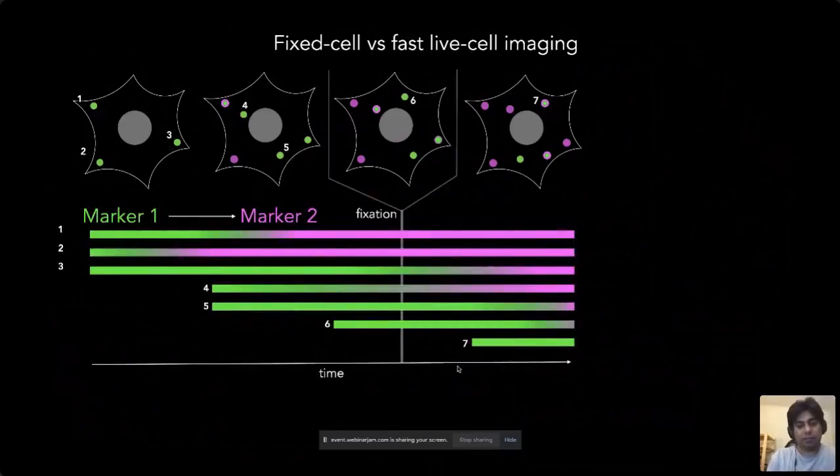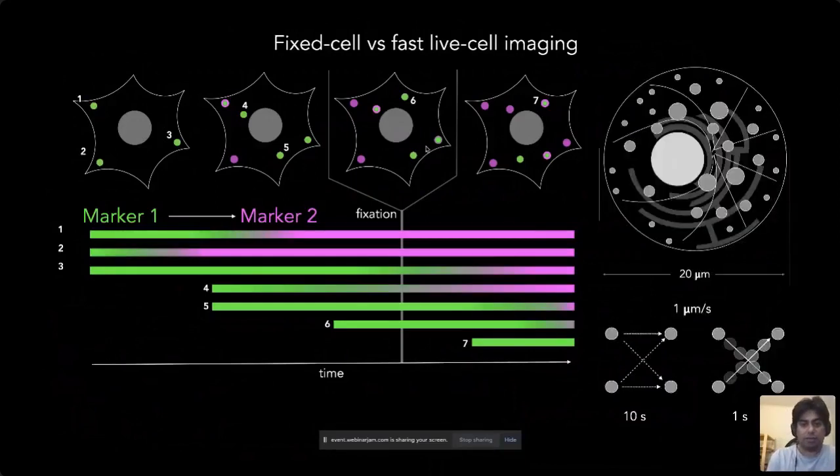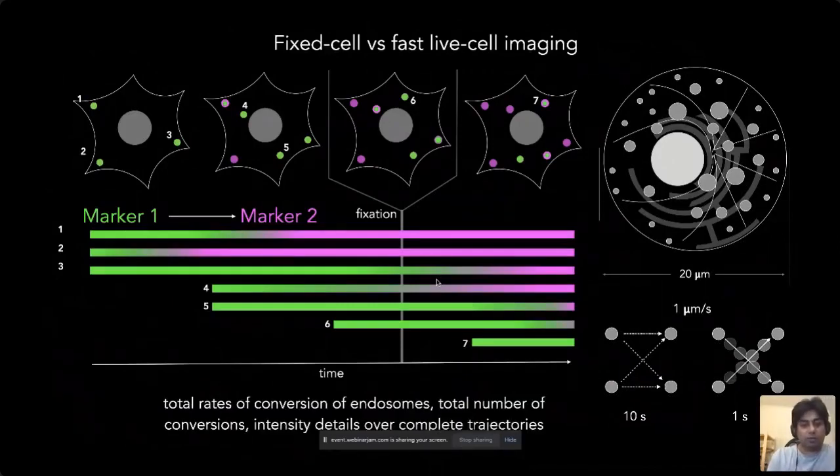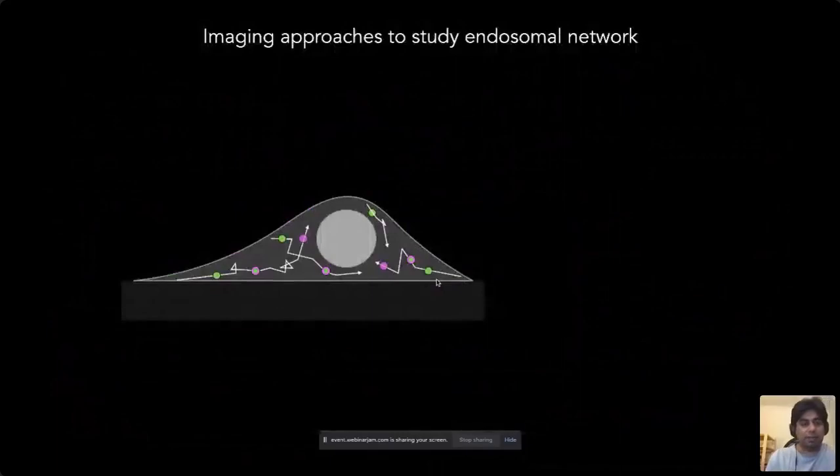But when you fix the cells and just look at them, you would simply say there are 2 green endosomes, 2 magenta endosomes, and 2 endosomes that have green and magenta on them. This really does not give you the full picture. It does not tell you how the endosomes are moving, what the rates of conversion are, or the overall rate of endosomes generated with respect to time. If you want to get this complete picture of this dynamic system, you need to be able to do live cell imaging.